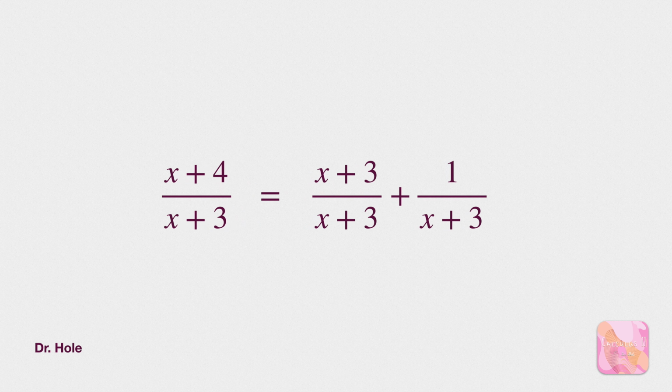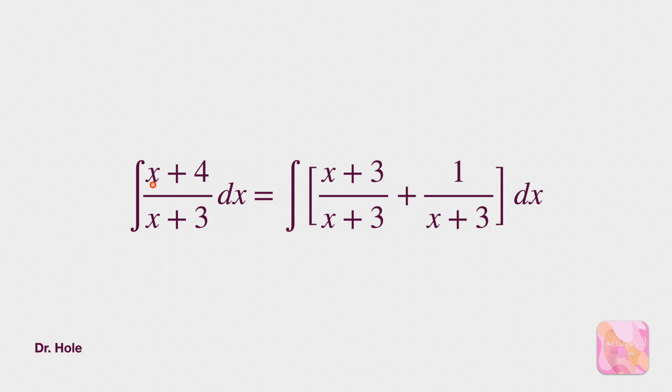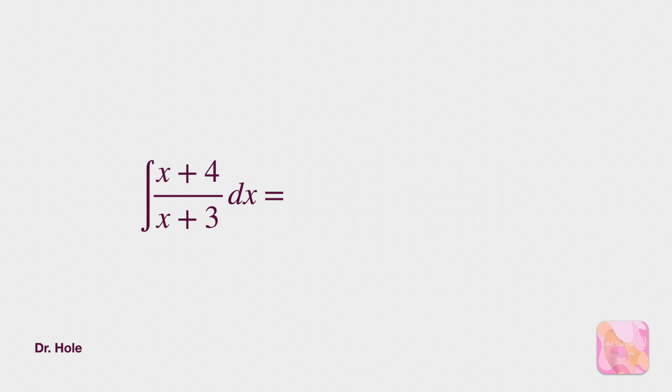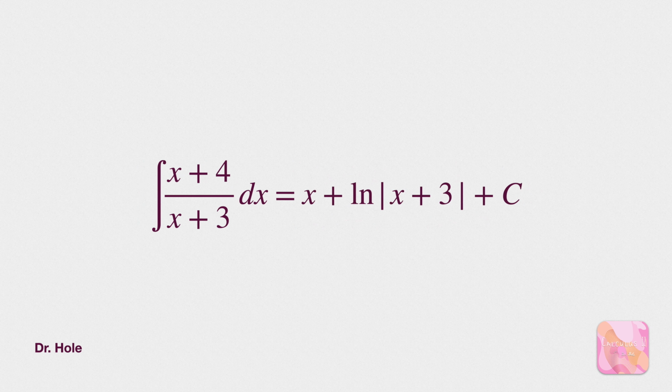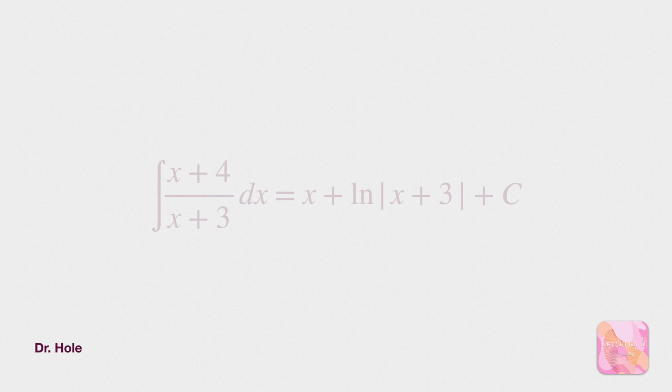And then we are in the situation where if we put an integral on all of this, we have two integrands which we can easily evaluate. 1 as an integrand will go to x. 1 over x plus 3 will go to ln of the absolute value of x plus 3. Beautiful. Let's try another.